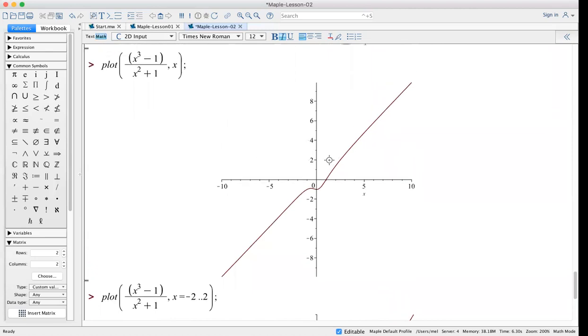Now, what you learn in calculus is that this function is very close to just x cubed over x squared, or x. So even though this is more complicated than just the function y equals x, it doesn't differ very much.